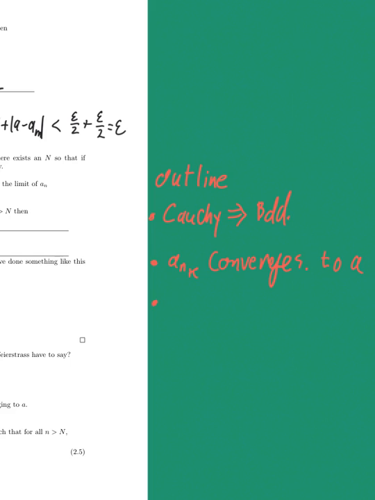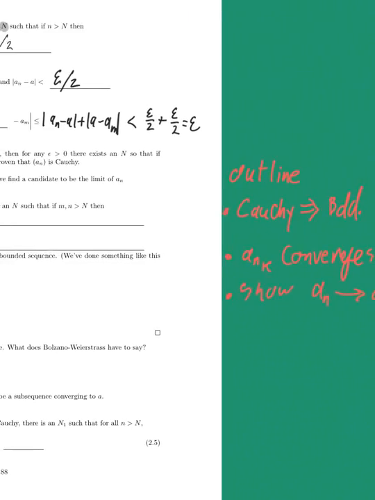Now I know what the limit should be. If the sequence converges, it only has one possible limit. That's the only possible thing that the limit could be. So the final step in the proof will be to show a sub n converges to A, because it couldn't converge to anything else. Okay, well, there's an outline of the proof.